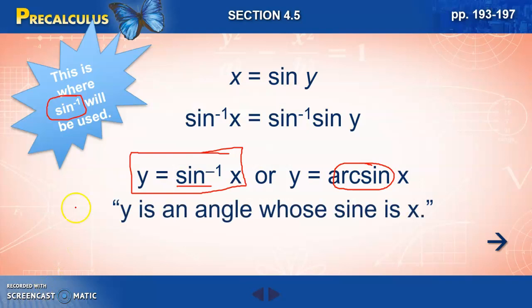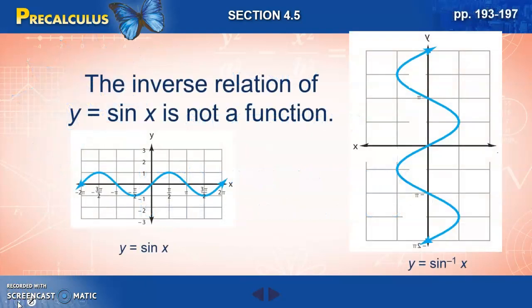So when we're talking about the inverse of sine, how we would read this is: y is an angle whose sine is x. So we might be given the sine, and then we have to determine what angle we're talking about. So if I said y is an angle whose sine is √2/2, you would say, oh yeah, that's pi over 4 or 45 degrees. Y is an angle whose sine is x. And so let's take a look at some of these in just a moment.